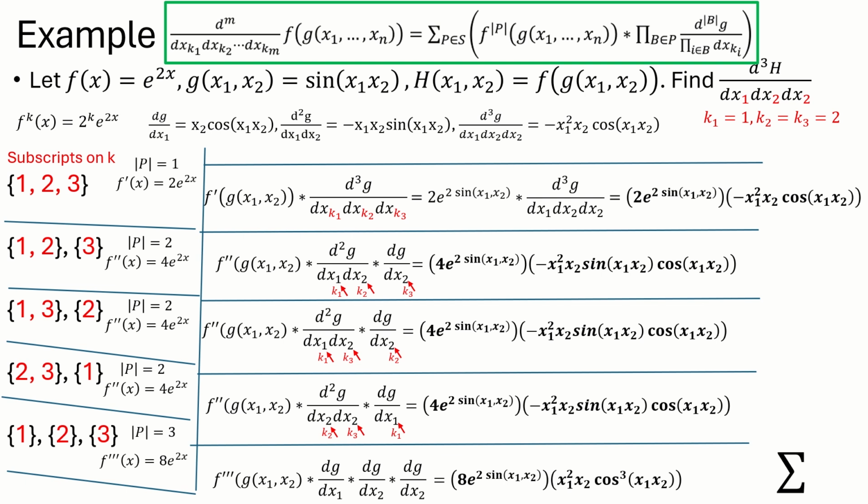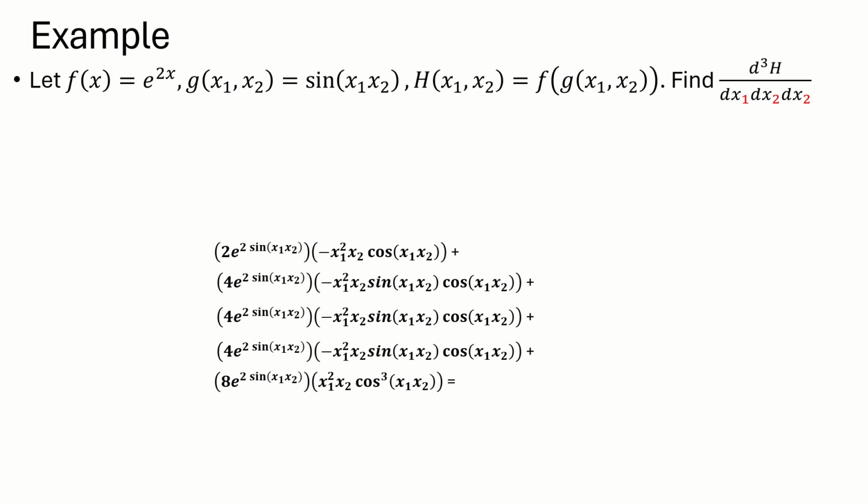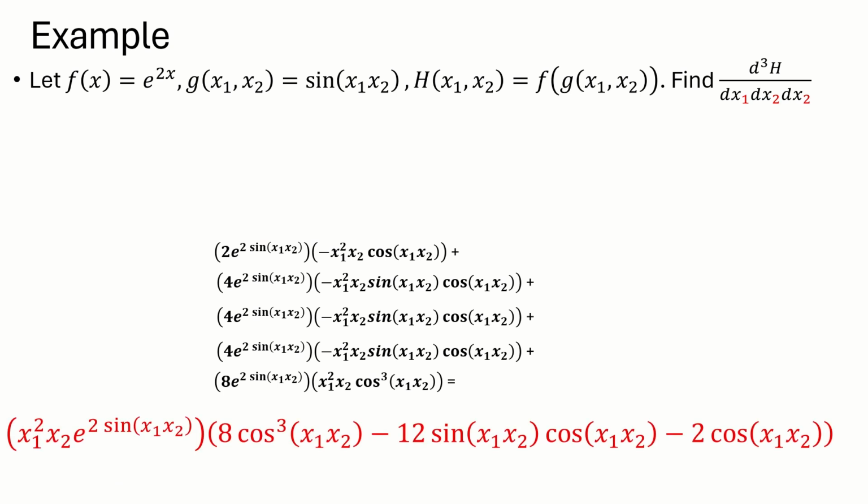Summing all of these 5 terms, we get the desired derivative. Note that from each of the partitions, we constructed the corresponding term in our sum formula, and then we summed them to get the final result.